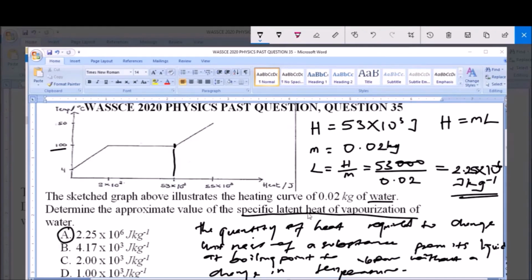So option A is the correct answer to this question. So this is the specific latent heat of vaporization of water.